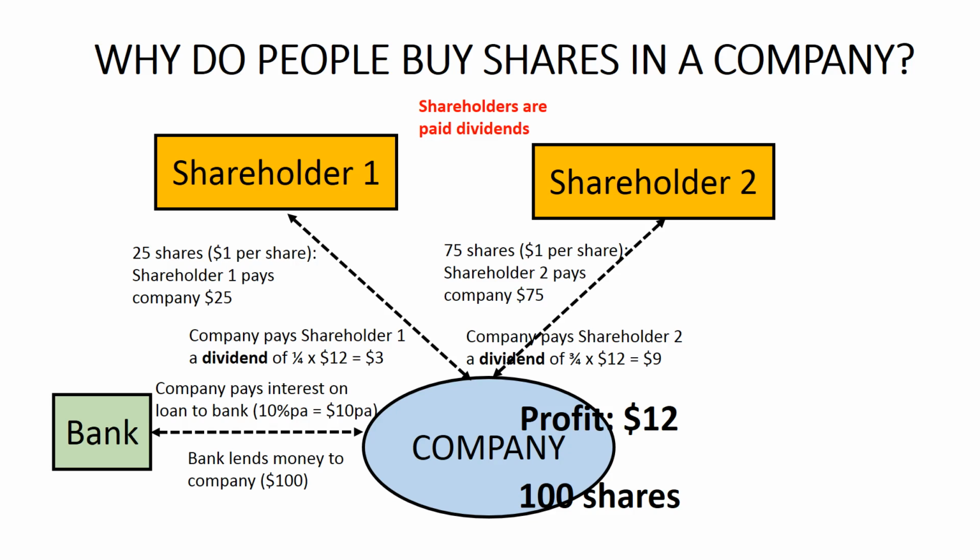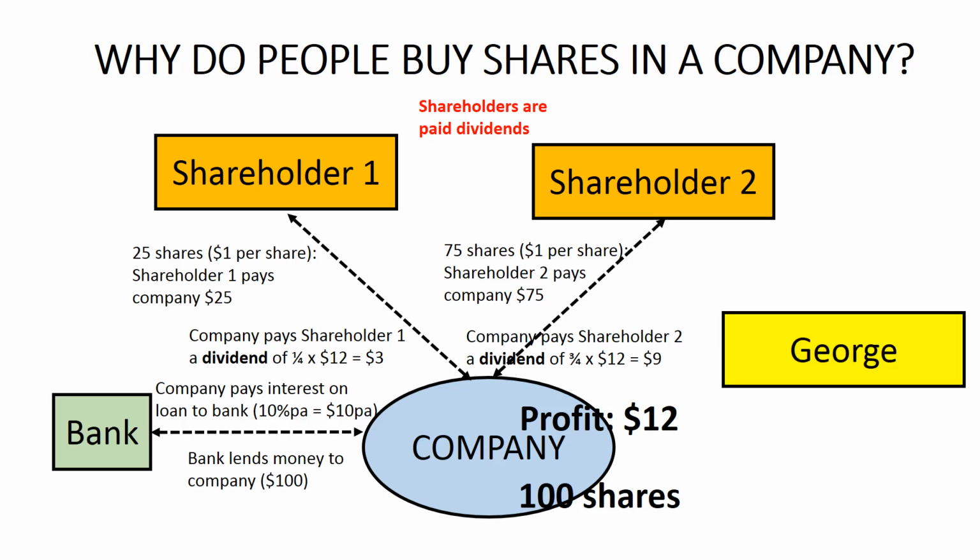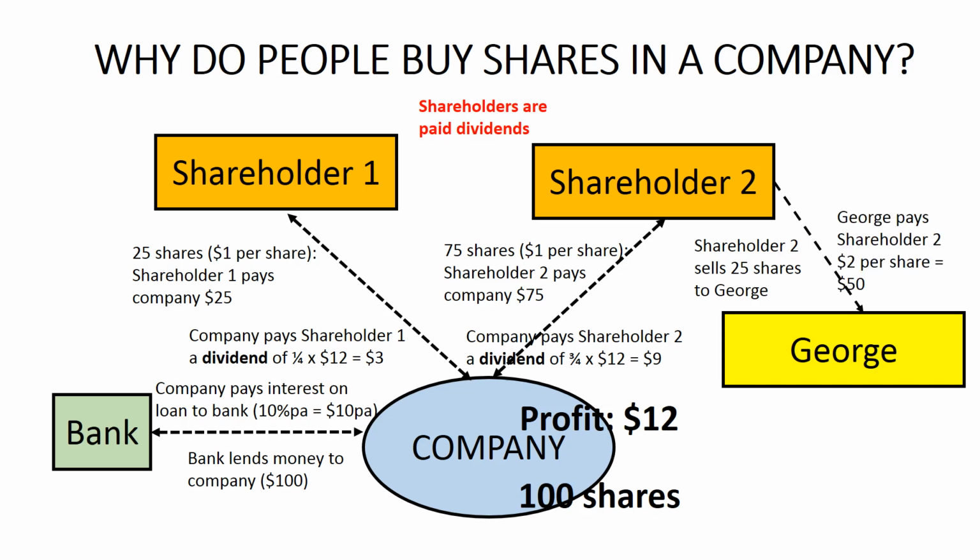Another reason why a person may want to buy shares in a company is because shares are valuable property that the shareholder can sell. Shares are valuable because they entitle a shareholder to receive a dividend every year. Now let's suppose that shareholder 2 sells 25 of its 75 shares to George, and that George pays shareholder 2 $2 for each of those 25 shares. That is a total of $50.